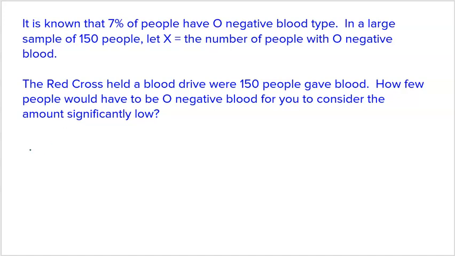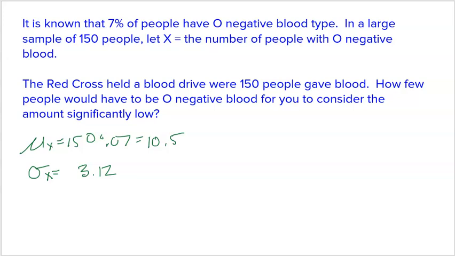Well, let's start off with understanding that we expect there to be 150 people times 0.07. So we expect 10.5 people to have type O blood. And the standard deviation that we just calculated was 3.12. So there's actually two different ways you can figure this out. You could first say, listen, 10 is what I expect. Somewhere right around 10 is what I expect.